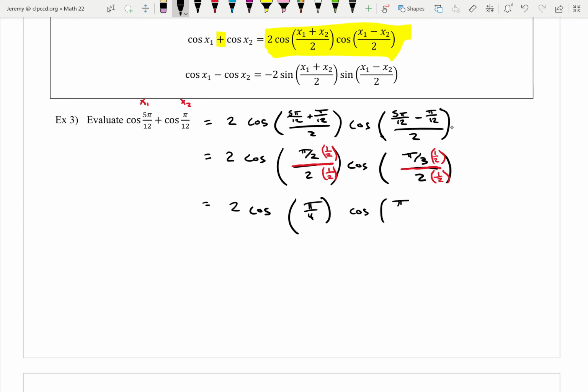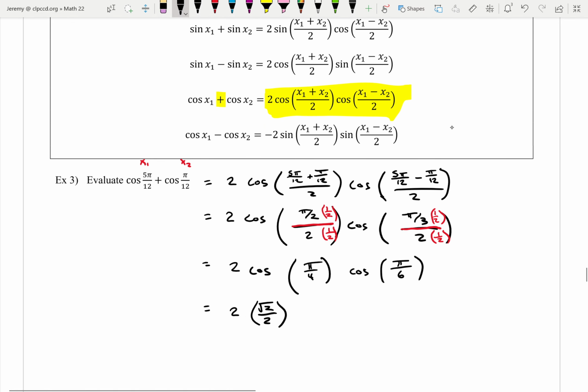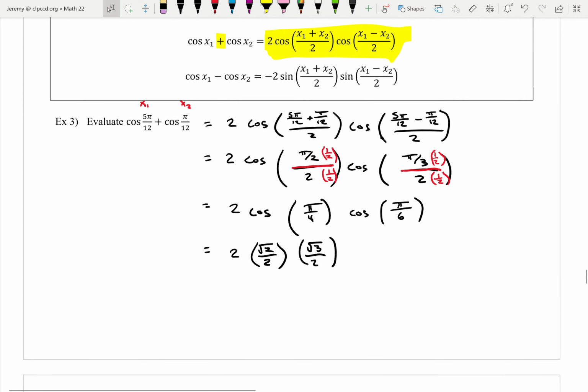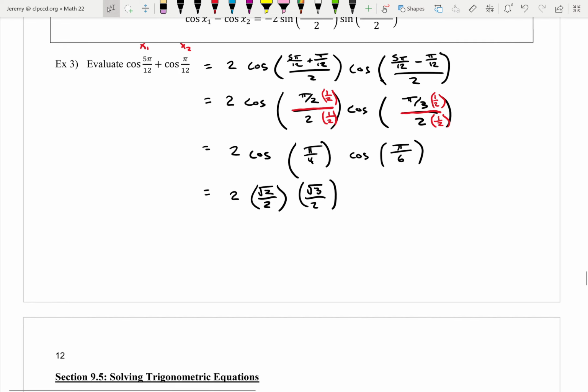This one simplifies to pi over 6. Okay, and at this point I'm happy. The formula enabled me to get these inputs to the cosine to be values that I'm used to working with. So cosine of pi over 4, that is root 2 over 2. All right, and cosine of pi over 6, I think we just found that in the last example. That's root 3 over 2. If you're doing all your homework and getting lots of practice with this, you might just have cosine of pi over 6 memorized by now.